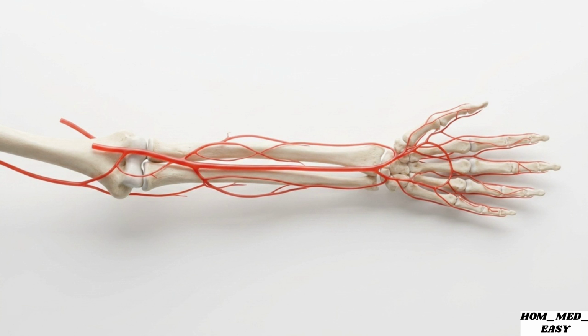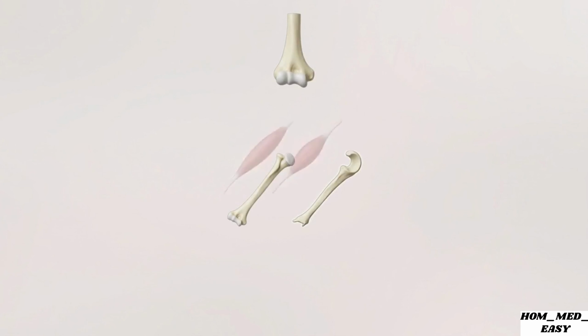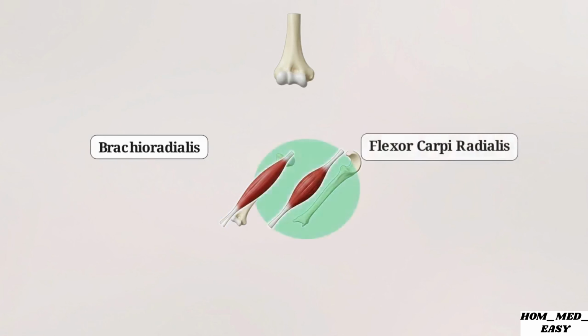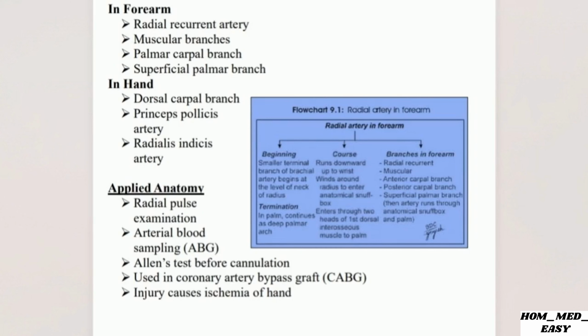Leaving the cubital fossa, the artery runs directly downward along the lateral side of the forearm. In the mid-forearm, the vessel's pathway is defined by a tight muscular boundary consisting of two specific structures. The lateral boundary is formed by the brachioradialis, and the medial boundary by the flexor carpi radialis. The artery sits completely sandwiched between them. The clinical flowchart tracks this exact descent, noting that the artery runs downward up to the wrist.